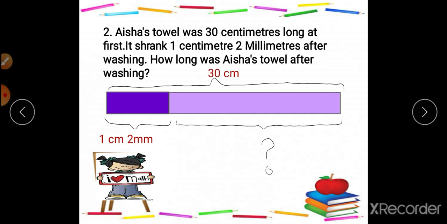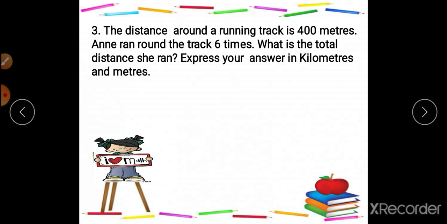So here I have drawn a bar model for you. The rest you have to do yourself in your neat notebooks. As I did the first one for you, you have to do that question as well in your notebooks. Here I have just given you an example, a bar model of this question. So the rest you have to do yourself. Let's go for the next question.